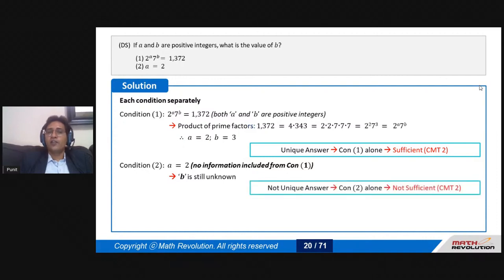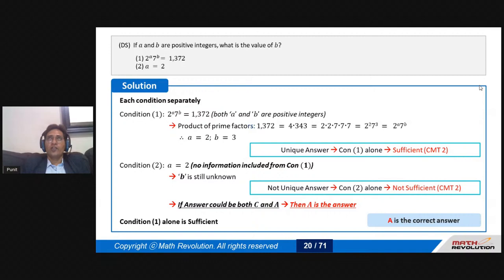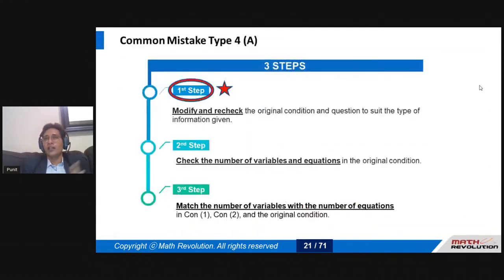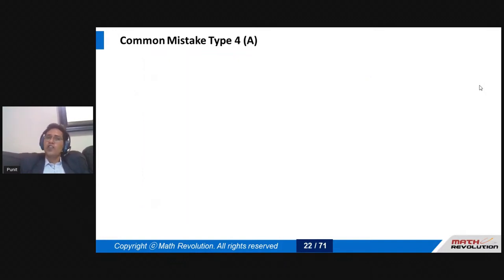In condition number 2, if you check, these are still unknown, so that cannot be answered. So now we're getting two answers here, C and A, right? But I'll mark it as A because it's a key question. Integers, statistics, probability, absolute values, and inequality: pay attention to these questions. Let's go on to CMT4A, which talks about the same.